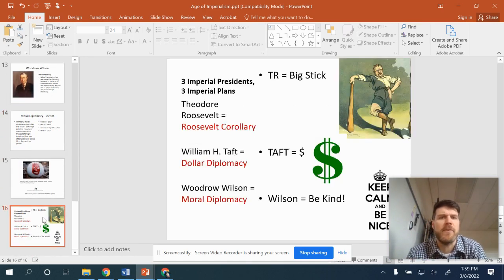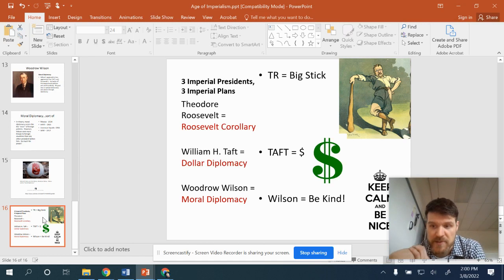So, just to kind of recap here, three imperial presidents, three plans. Roosevelt, think of the Roosevelt corollary. Corollary is a fancy way of saying in addition to. What's in addition to? The Monroe Doctrine of 1823. Right? Teddy Roosevelt, carry a big stick, right? Speak softly, carry a big stick. The idea of talk a good game, have the military there to back it up if need be.